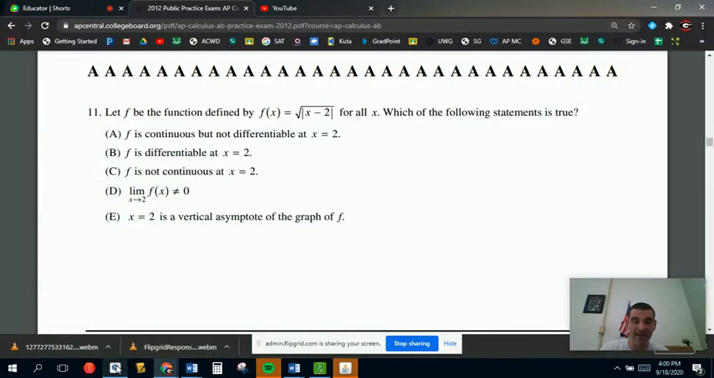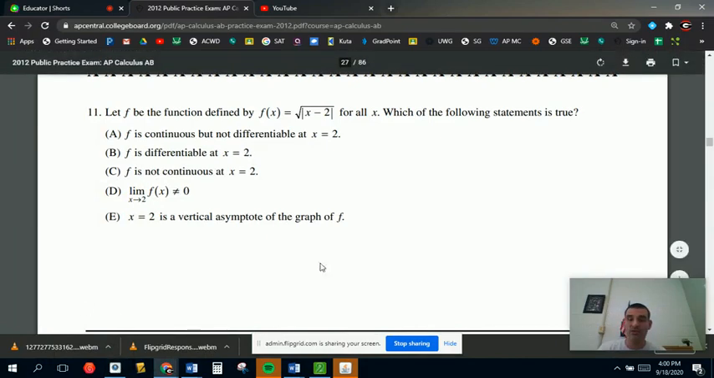Okay, let's look back at the problem. So which of the following statements is true? It's going to be A. You are continuous, but you're not differentiable. Okay, we'll stop there for this one.